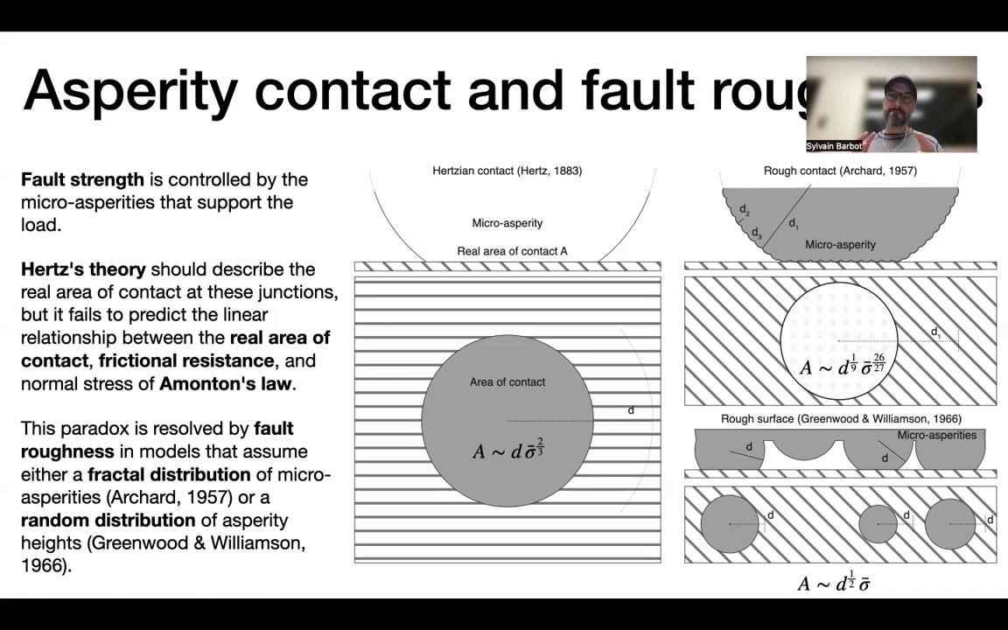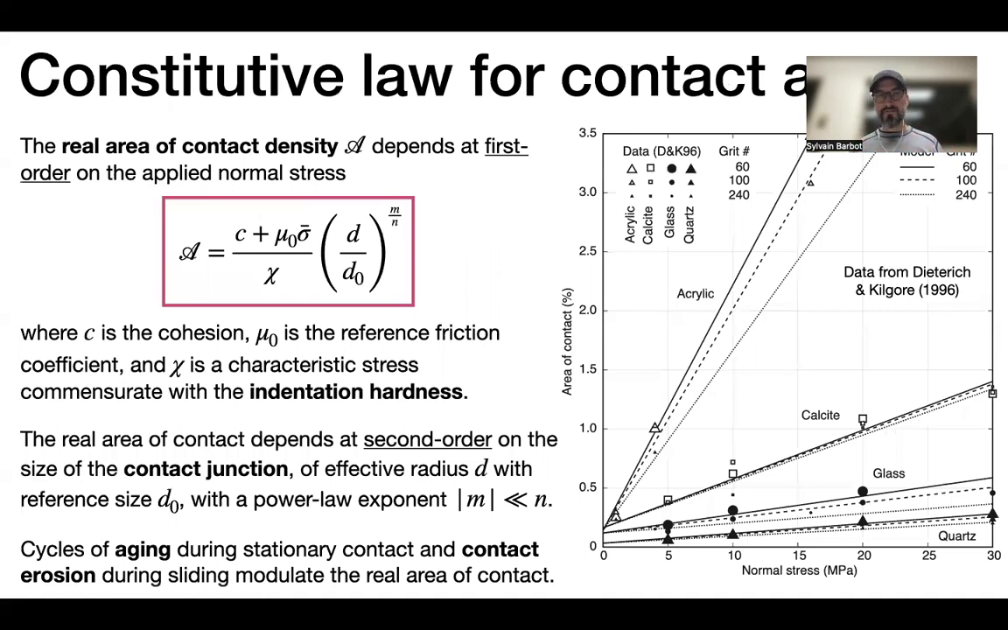So we're going to take the substance of these models but derive a more general formulation that captures the weak sensitivity to the overall size of these asperities and the linear relationship with normal stress. So this is done with this formulation where the area of contact is a linear function of normal stress and a very weak function of the size of these contact junctions. And you can think of this size as the local radius of curvature.